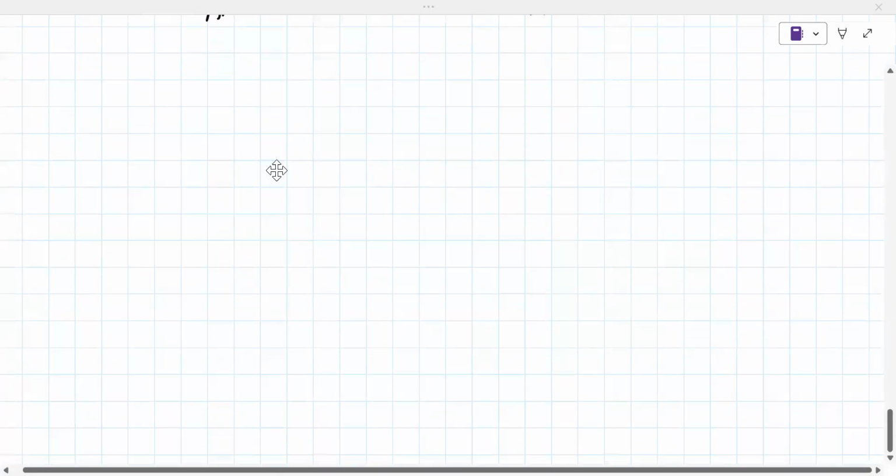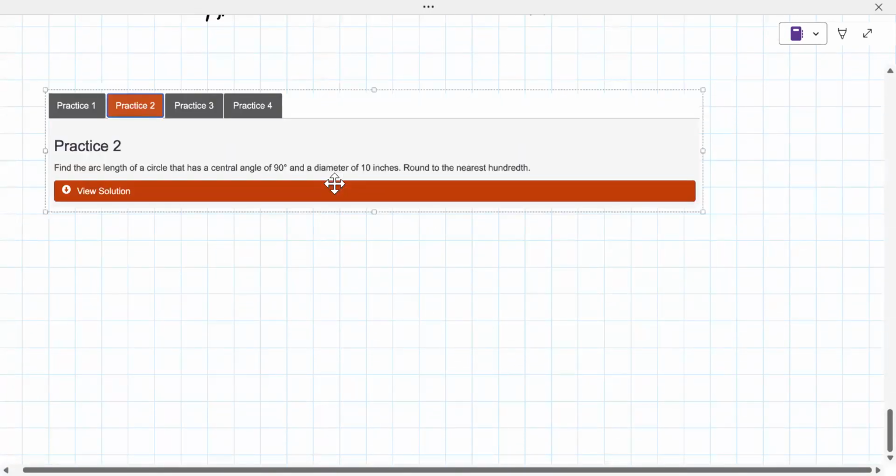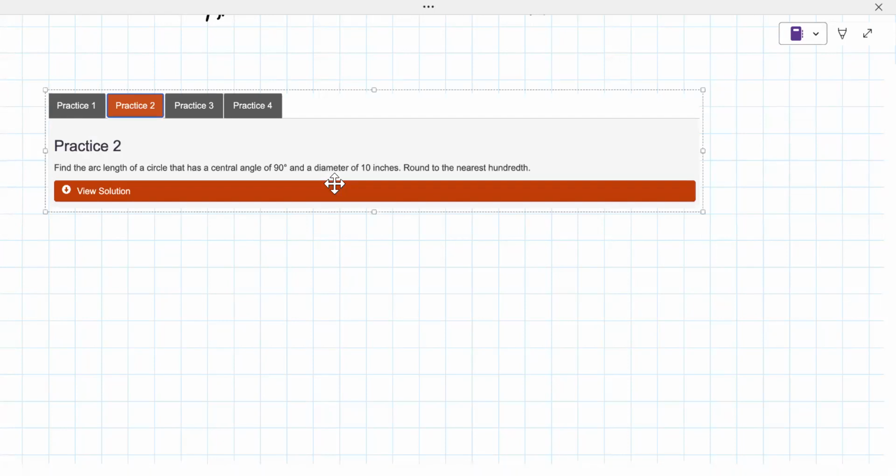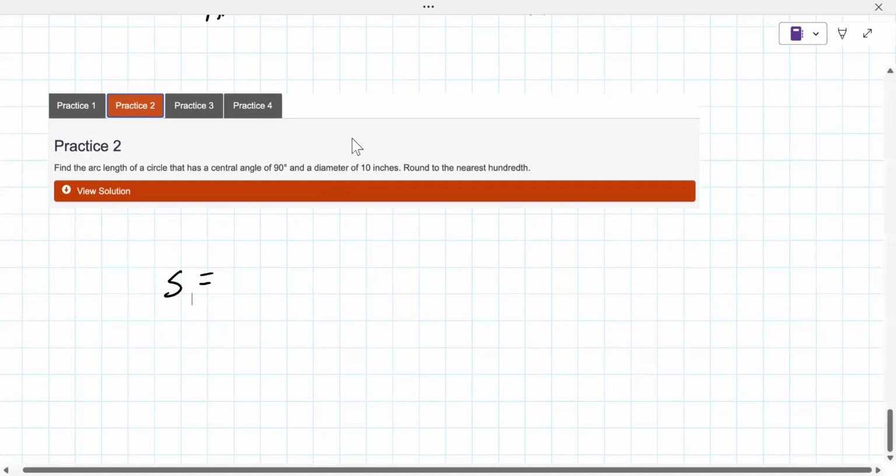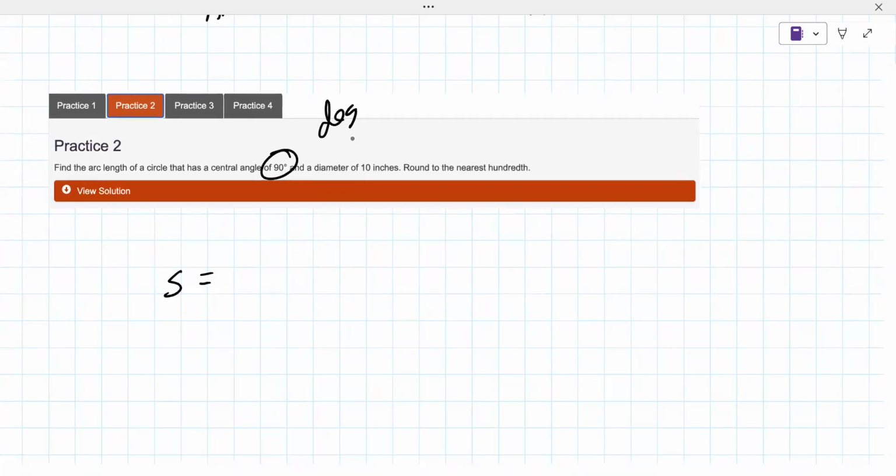It looked the same. So, all right, find the arc length of a circle on 90 degrees, diameter of 10 inches, round to the nearest hundredth. So this is S equals... well, this one's a little different because the angle is given in degrees. The formula for this one is the angle over 360 times 2 pi r, like that.